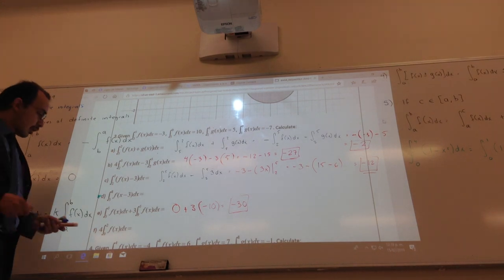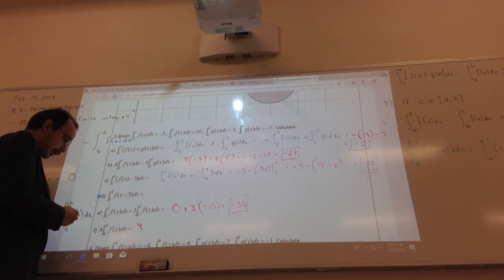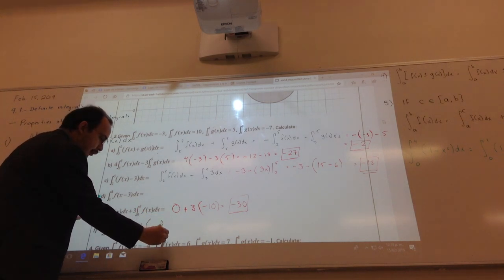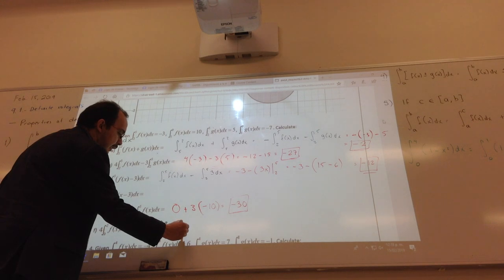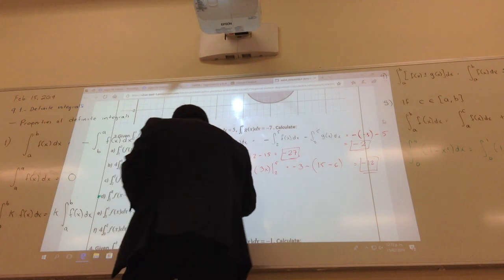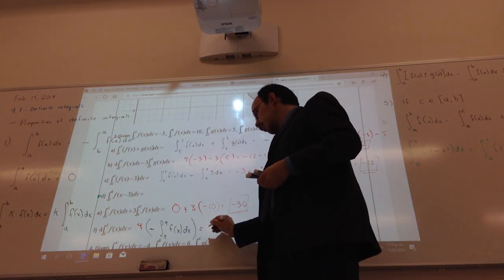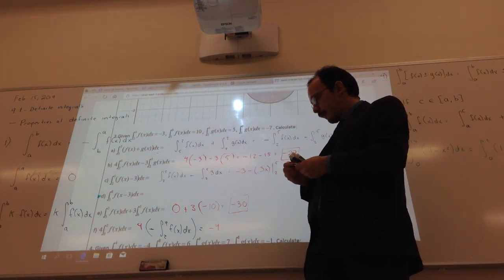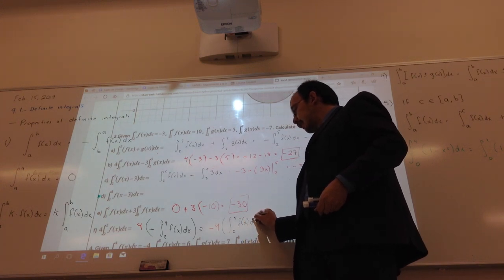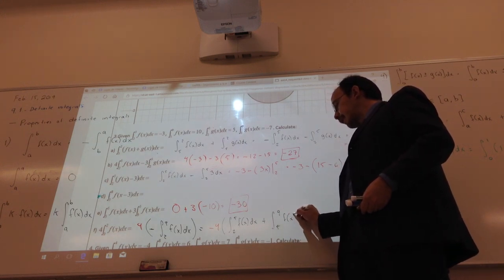Okay, so for example here, we have 4 times the integral, and I change the sign, so now I have the integral from 2 to 9 of f of x dx. In this case, we're going to separate it into, well, minus 4 times the integral from 2 to 5 of f of x dx plus the integral from 5 to 9 of f of x dx.